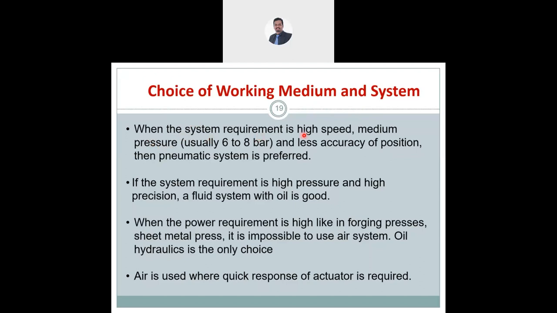If your system requirement is high speed, medium pressure, as I told you earlier, pneumatic normally deals with 6 to 8 bar operation, but the maximum can go up to 10. A pneumatic system is normally below 10 bar, so it is easy to remember. It also has less accuracy. It is fast, but when it extends, it may stop at one place and the next time it shifts a little. But it is fast. So if your system requirement is high speed, medium pressure, 6 to 8 bar, and less accurate positioning, you can consider using a pneumatic system. It will be suitable for you.